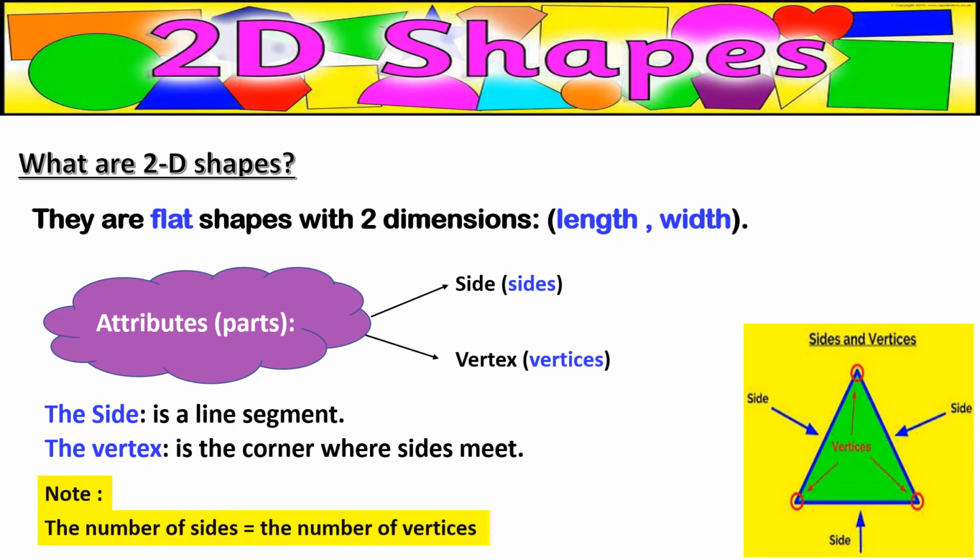And don't forget, the number of sides equals the number of vertices. We have here 3 sides and 3 vertices. So the number of sides equals the number of vertices. If we have a shape with 0 sides, it will have 0 vertices. 4 sides, 4 vertices. 6 sides, 6 vertices, and so on.